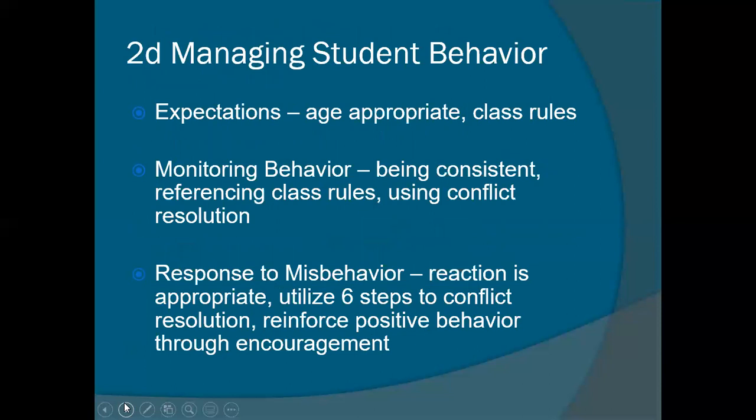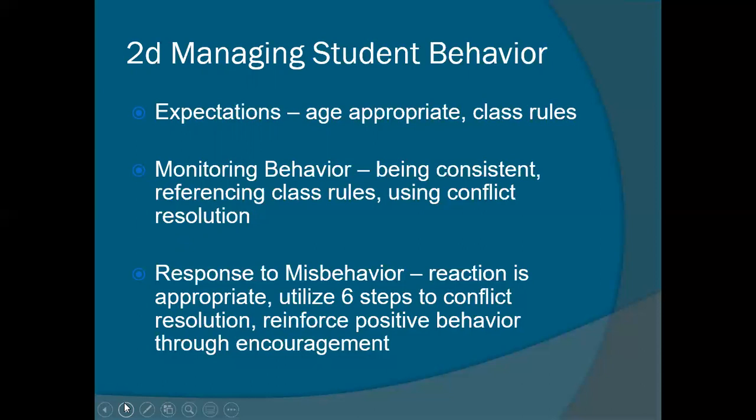2D is managing student behavior. So for preschool, we're really looking at the expectations for students. Are they age appropriate? We know that for a lot of our students, this is their first school experience. Some of them are only 3 years old, just turning 3. So we want to make sure that teachers have appropriate expectations for how they are going to behave in the classroom. We know that wait time is often difficult for them. So are we making sure that we're expecting the right things out of them?